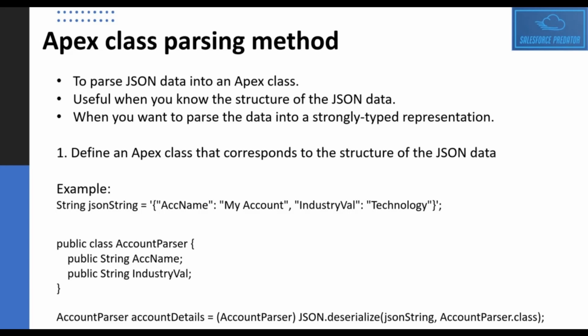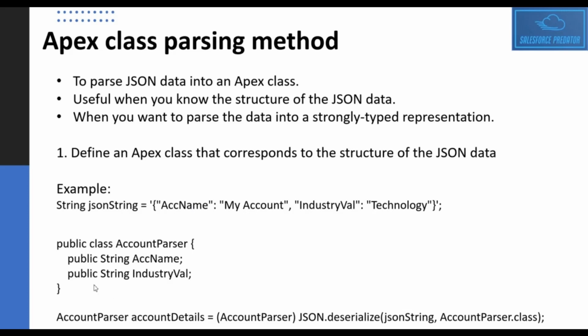And for Apex class-based parsing, we have two ways. First, we'll look into a way where we'll create an Apex class that corresponds to the structure of the JSON data. For example, this is our JSON string, which an external system would be sending us, where we'll have account name and industry as keys, and these values as values. So we can create a parser, let's say AccountParser, and we can create some variables in the class. But the important thing to note here is the name of the variable should exactly match the keys present in the JSON request. You can see here we have ACC name in the request, and in the class also we have ACC name.